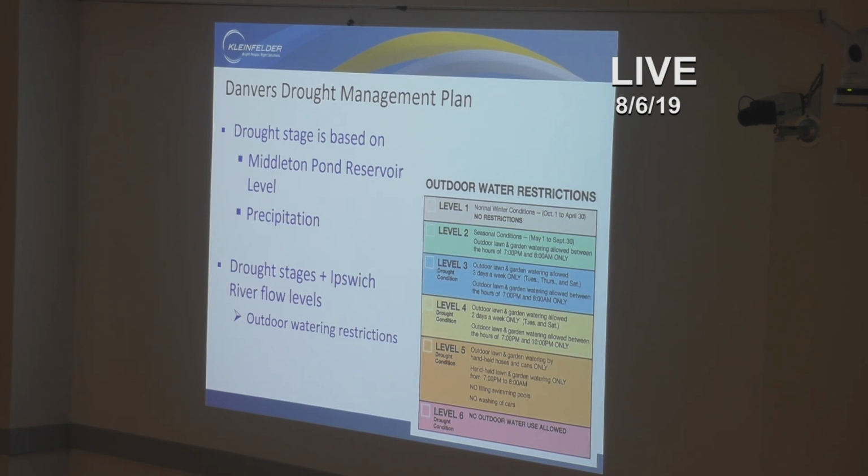In the plan, there are drought stages. Stages are based on two things: the Middleton Pond Reservoir levels and precipitation. You look at the levels through the year, you look at precipitation through the year, and make decisions about how you're going to operate the system. Most people probably experience the drought management plan outcomes in the outdoor water use restrictions. You can see the levels here from that graphic, and we know we're in level 3 right now. That is actually an outcome of the permit, where the stages in the drought management plan are set, and then the Ipswich River flow levels combined with the stages result in triggering these outdoor water use restrictions. I just wanted to explain how those two things are related.